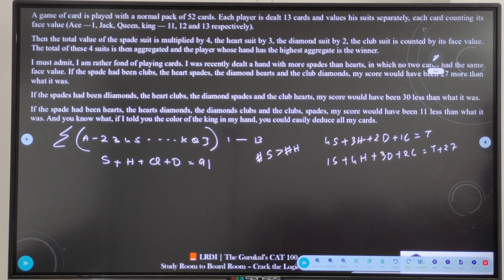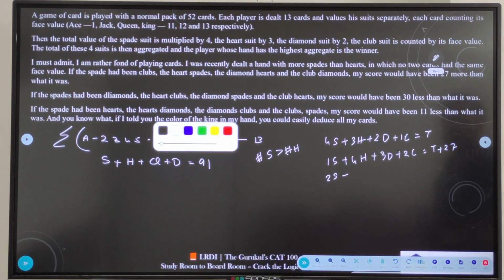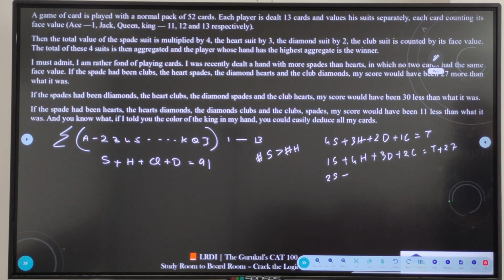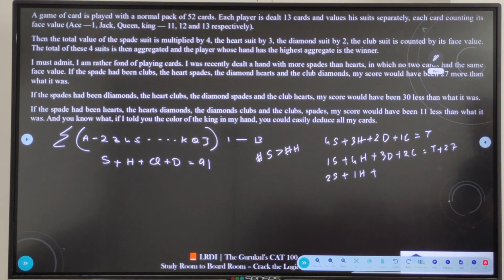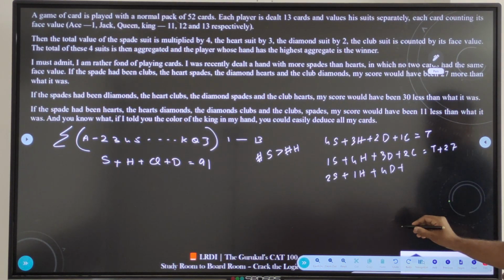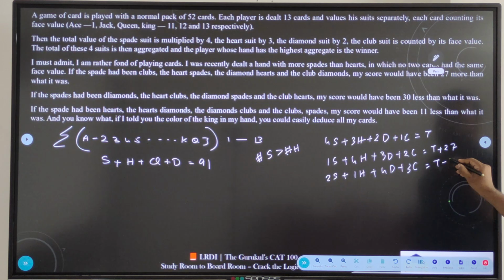Next, statement 3. If the spades had been diamonds, which means spades become 2D. Okay, so this will become 2s. Spades had been diamonds. Next, hearts become the clubs. So hearts will become 1h plus diamonds become the spades, that is 4d plus 3 into, we are left out with clubs, is equal to less by 30. So t minus 30. Very good.